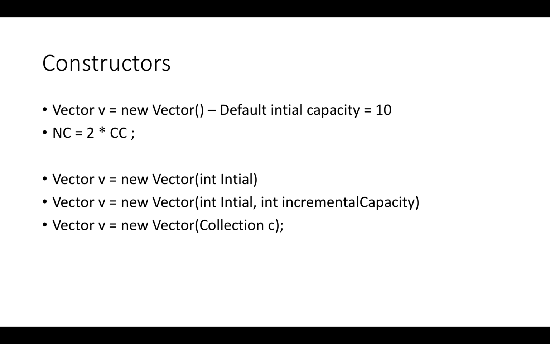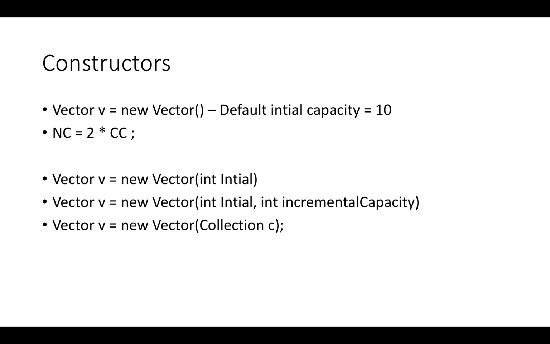In Vector there are four constructors. The first one has a default capacity of 10, and it will increase when we max out the Vector, using the formula 2 times the current capacity. So if our array is maxed out at 10, then it will increase to 20, then 40.